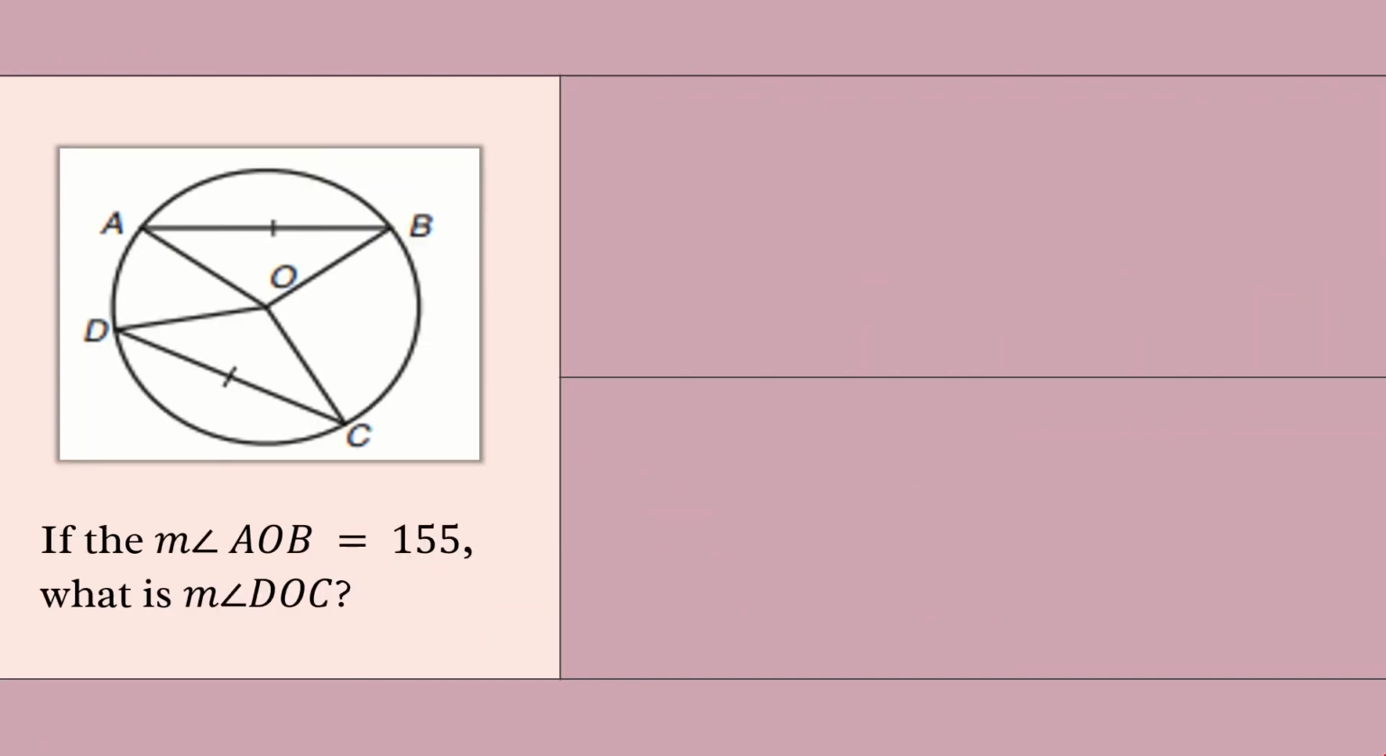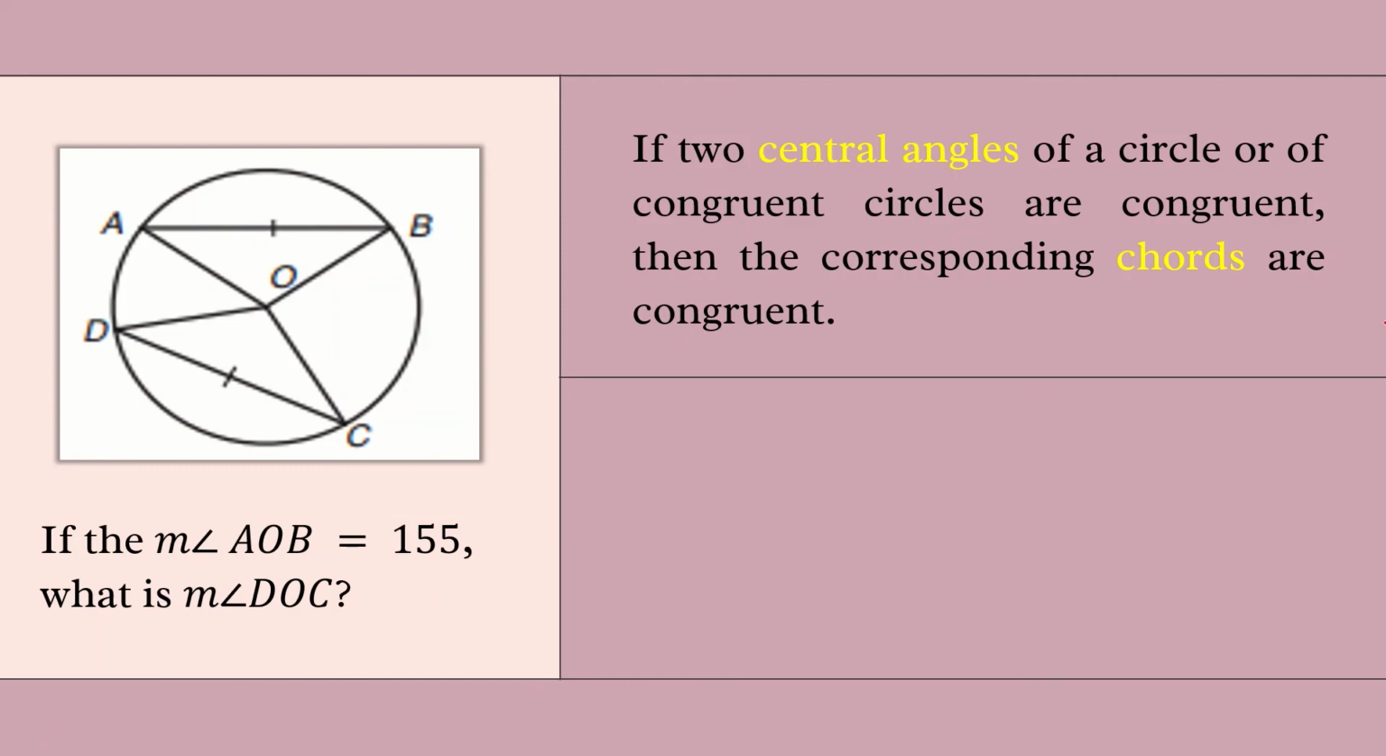Next illustration, if the measure of angle AOP is 155, what is the measure of angle DOC? So, based dito sa illustration natin, we are going to relate the angle, the central angle, and the chord of the circle. So, according sa ating theorem, if two central angles of a circle or of congruent circles are congruent, then the corresponding chords are congruent and vice versa. Ganun din kapag may congruent chords, therefore, yung subtending central angles are also congruent.